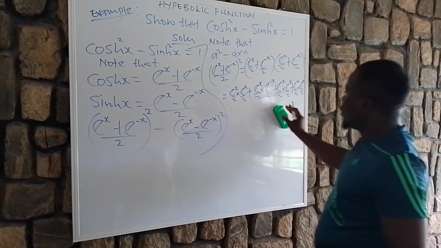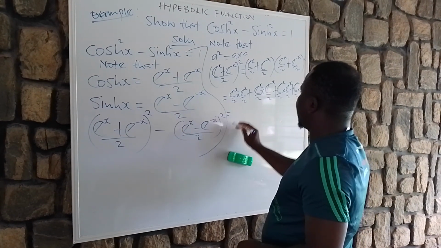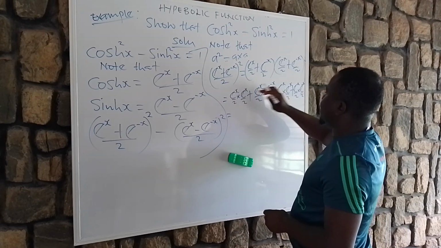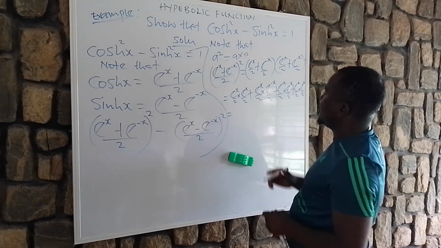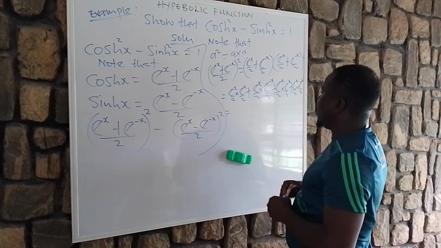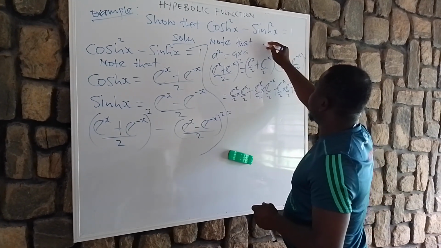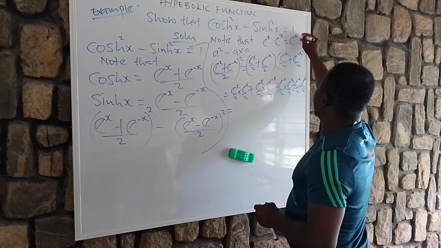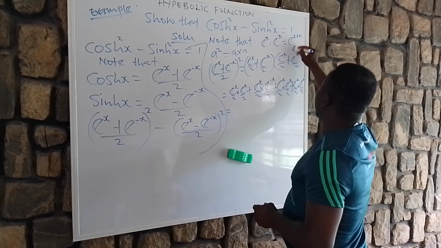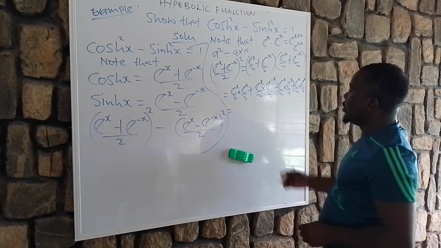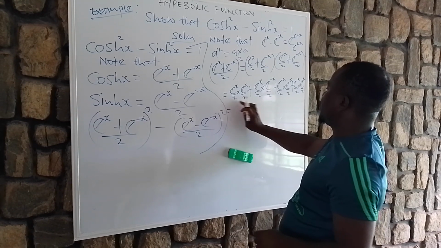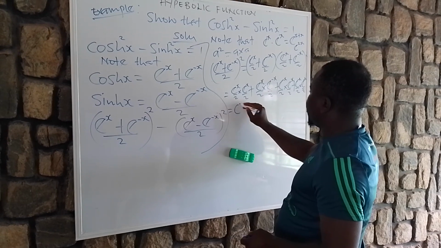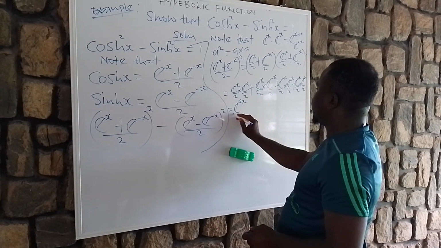True or false? If you agree with me, here we are going to apply indices. Please take note. In indices, if we have the same base, we add the powers. True or false? Like e^x times e^x. This is the same as e^(x+x), which equals e^(2x). Then the denominators will multiply themselves, so this times this will give us 2x. So e^(2x), and 2 times 2 will give us 4.